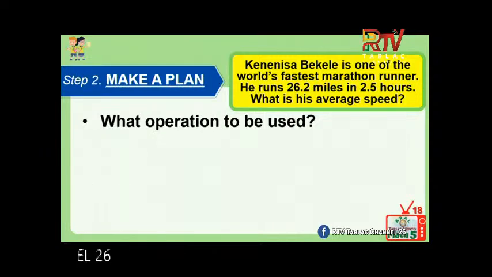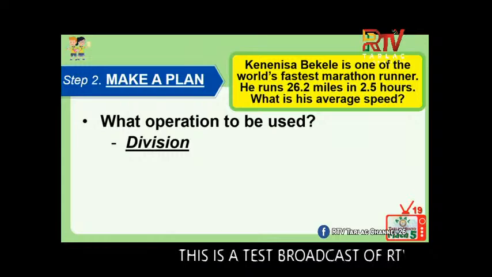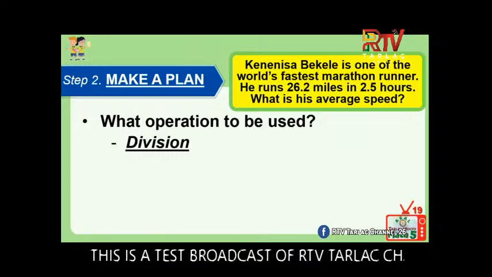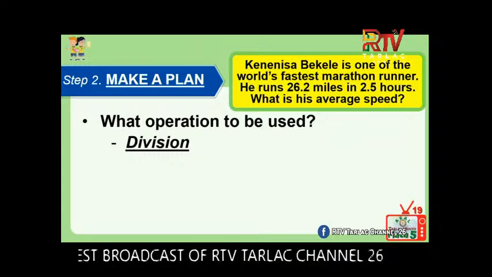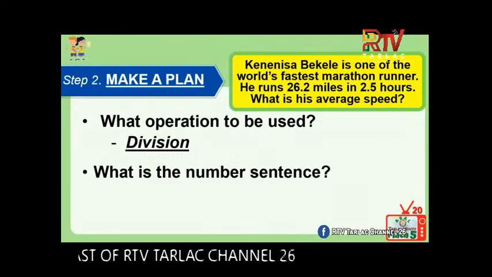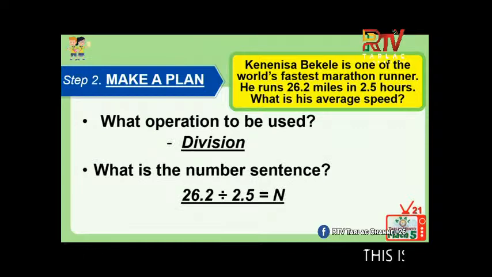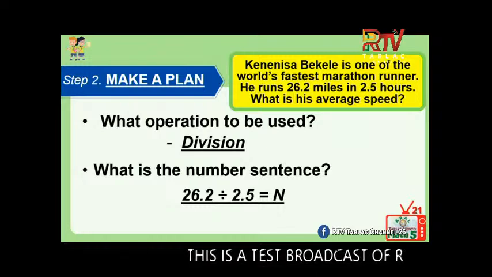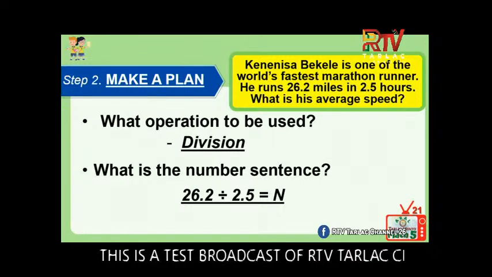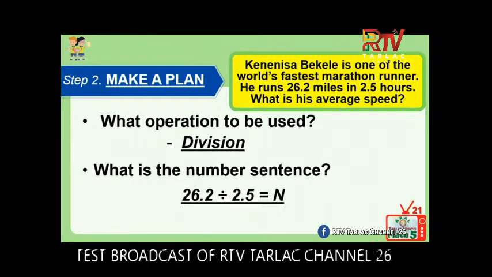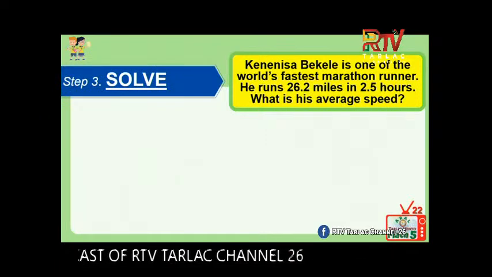Step number 2, make a plan. Under this, you have to answer the questions, what operation to be used? If you answered division, that's right. Then think, what is the number sentence? Can you tell? Our number sentence will be 26.2 divided by 2.5 is equal to n. We are now ready to proceed to step number 3.